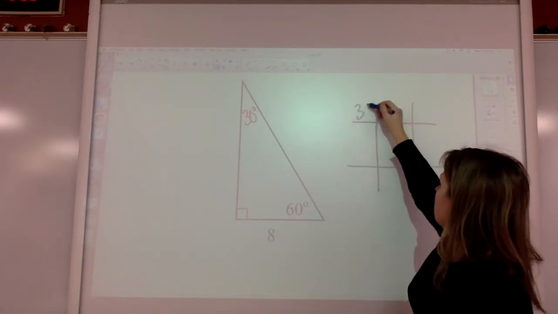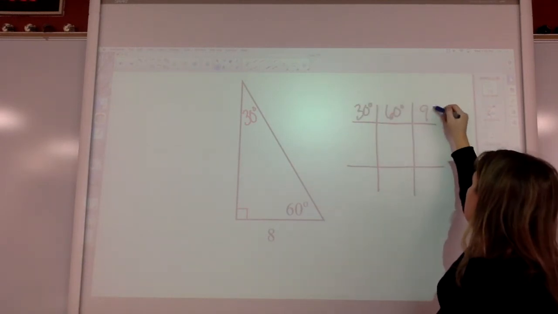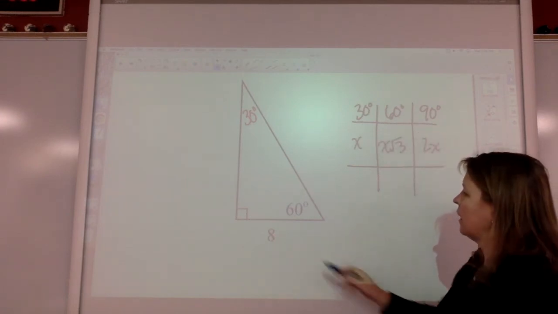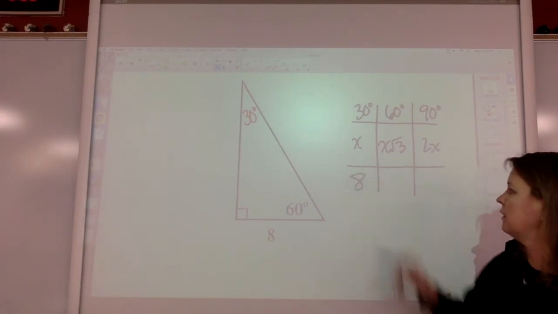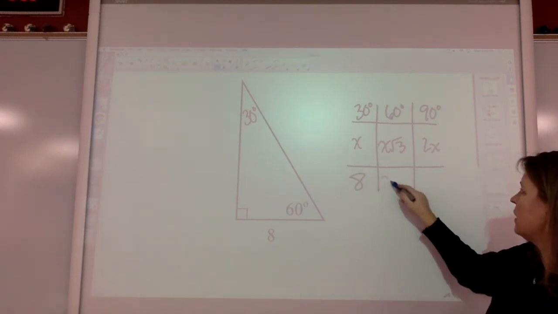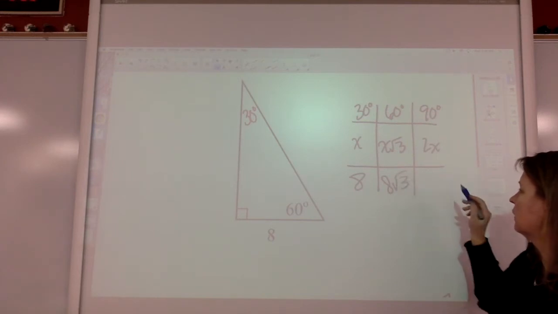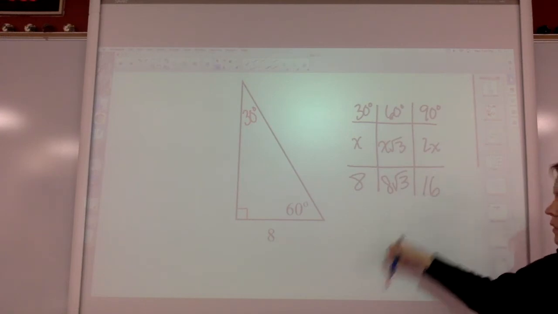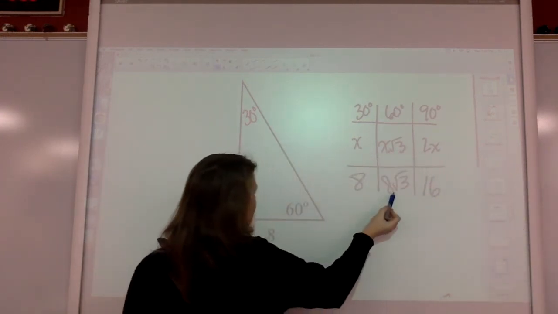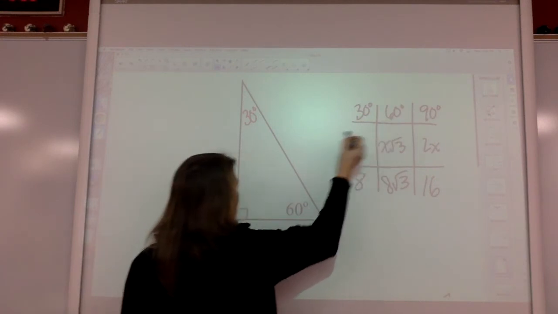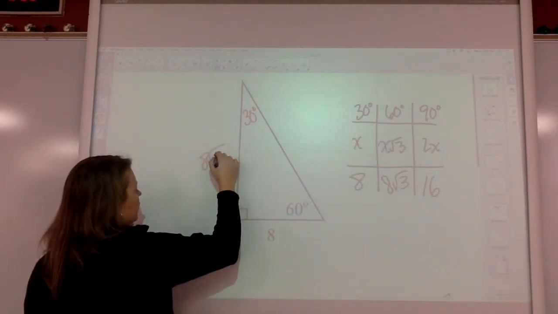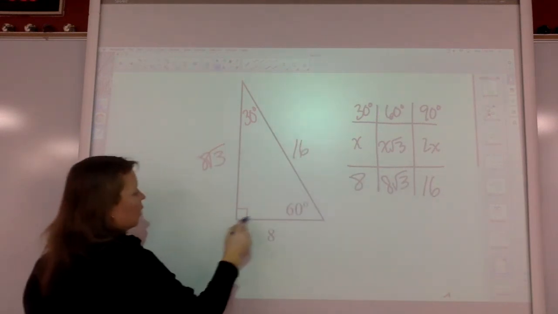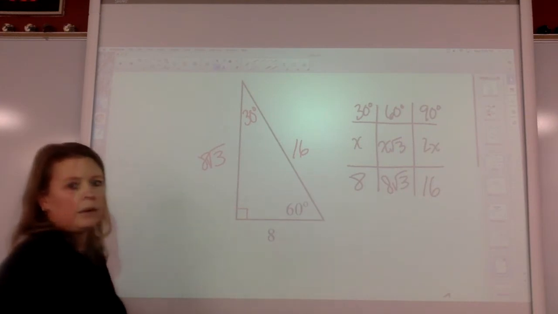All right. Yours should have a 30, 60, 90. It'll always have the x, x squared 3, and 2x. And then it's a matter of, because they gave you the short side of 8, you know that the medium side is 8 square root of 3, and you know that the largest side is 16. So you would take this information from your tic-tac-toe, transfer it over here, make sure that 8 square root of 3 ends up across from your 60-degree angle, and that your 16 is the largest side, or a side opposite of the 90-degree angle.